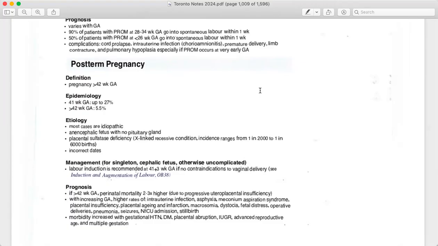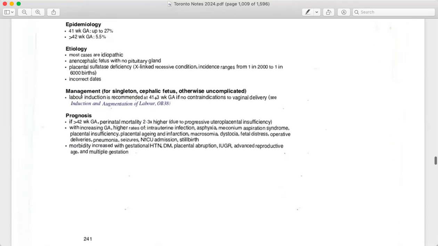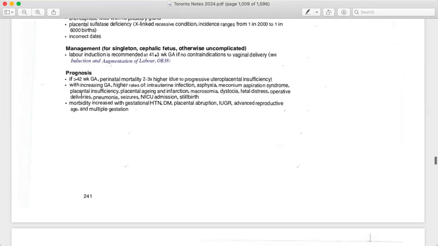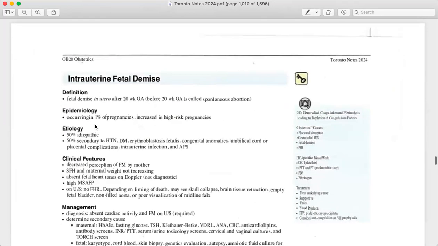Post-term pregnancy, you can remember it because it's more than 41 weeks. All you need to do is induction of labor. Just deliver it, if there is no contraindication to vaginal delivery. Coming to intrauterine fetal demise, the baby is already dead. What could be the causes of it? Knowing the risk factors is more important than anything else.